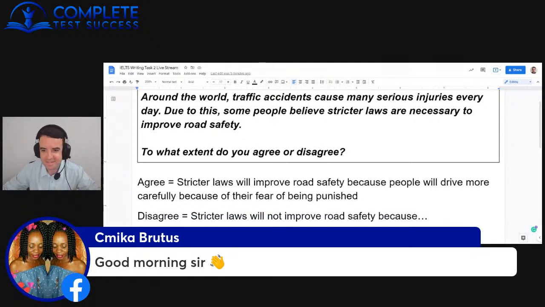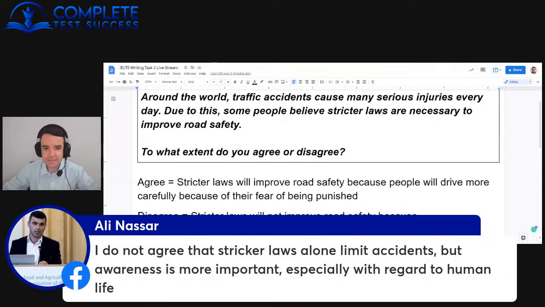Hi, Kamika. I do not agree that stricter laws alone will limit accidents. But awareness is more important, especially with regard to human life. No. Because you're not saying why stricter laws aren't necessary. Awareness is more important. No. So again, that's not relevant.